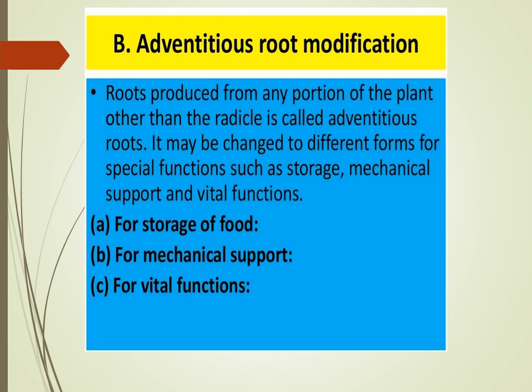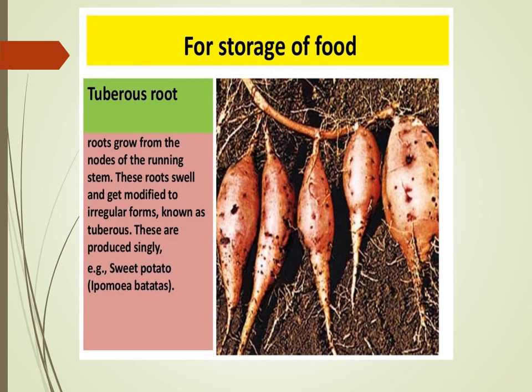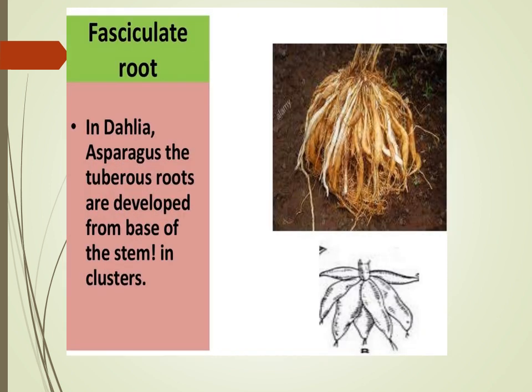So, let's see based on the different forms of special functions. The first is storage of food. As far as storage is concerned, we have tuberous root. These roots grow from the nodes of the running stem. These roots swell and get modified into irregular forms known as tuberous. These are produced singly. Example, sweet potato, that is Ipomoea batatas.